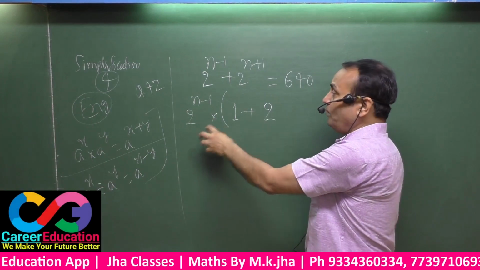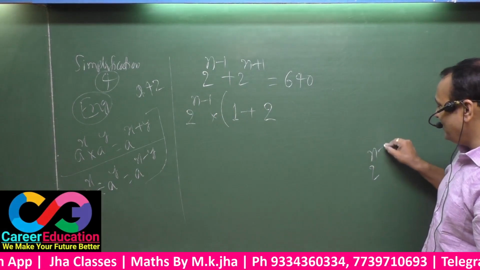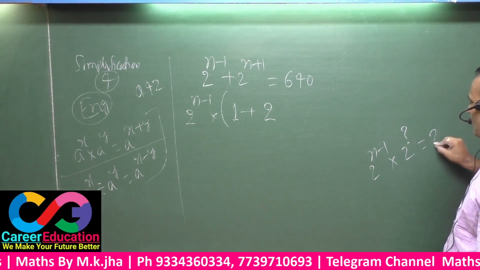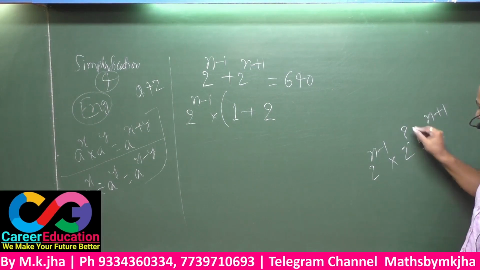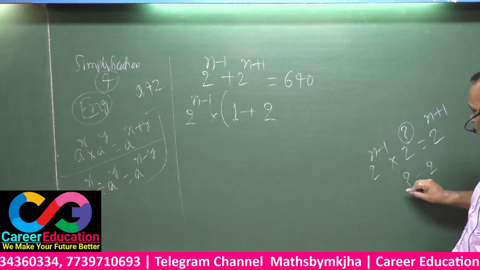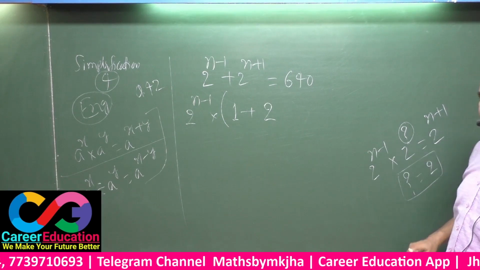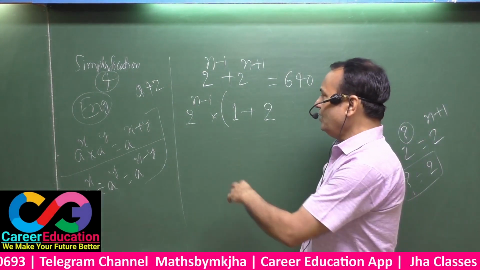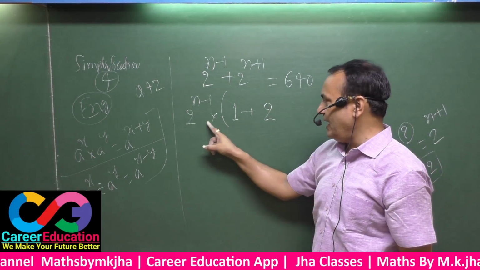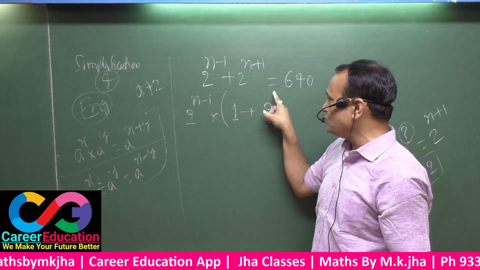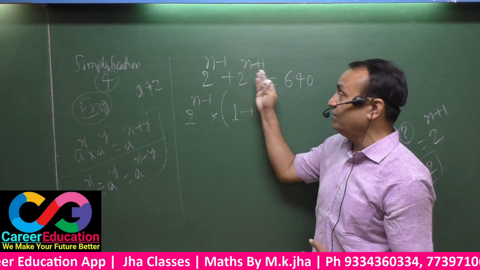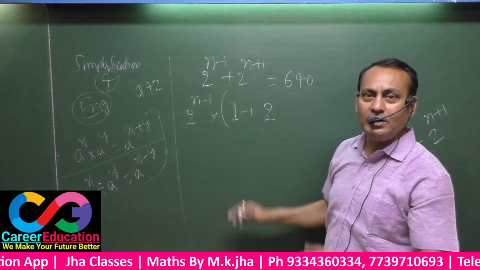Listen to me. 2 power n minus 1. See here. 2 power n minus 1 into 2 power what equals 2 power n plus 1? This is what needs to be pointed out. This will be 2. See here. If you put 1 here, the base will be the same, and here is the sign of multiplication. That means n minus 1 and 1 will be added, and you will get only 2 power n. However, here it should have been 2 power n plus 1.